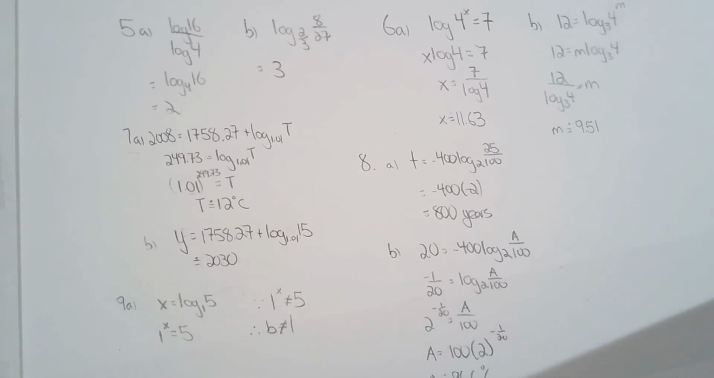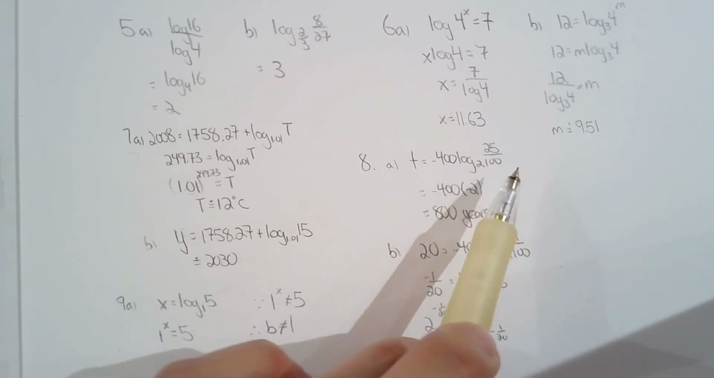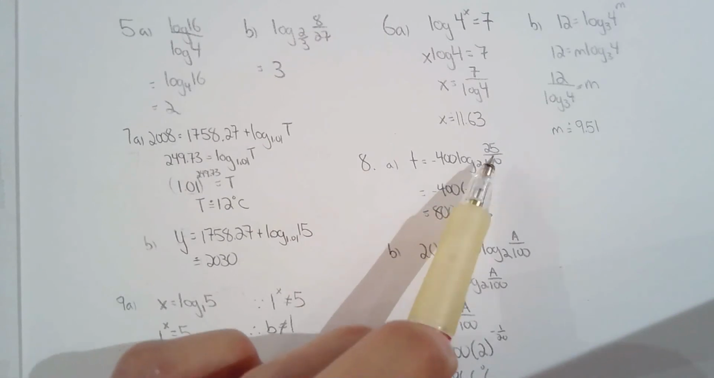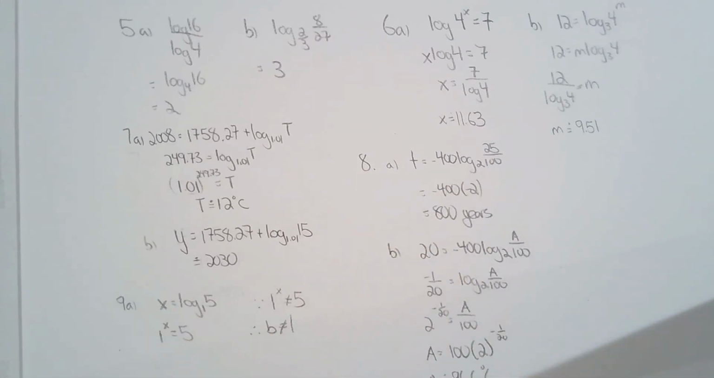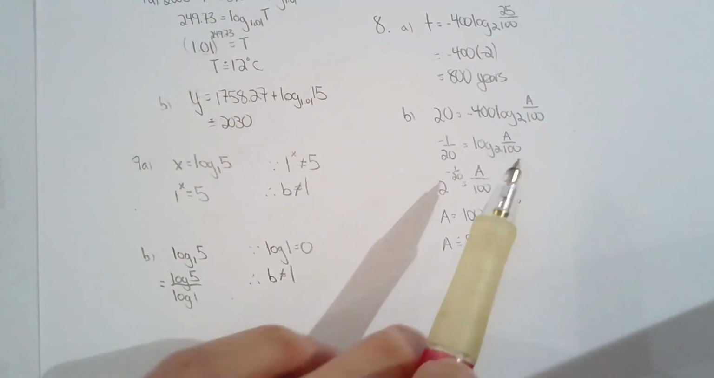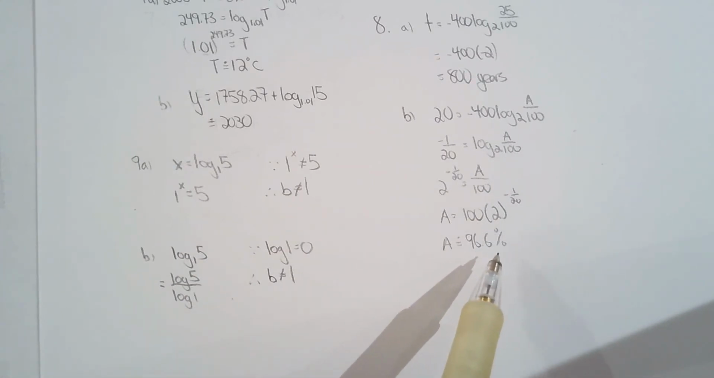Number 8, after how many years will only 25% of the original amount of the radioactive isotope remain? So let a equal 25 because we're working with 25% left, and then solve for t. This one you don't need a calculator because log base 2 of 1/4 you should know is -2. Now for 8b, it says after 20 years, what's the amount left? If you do the math, it's 96.6%.